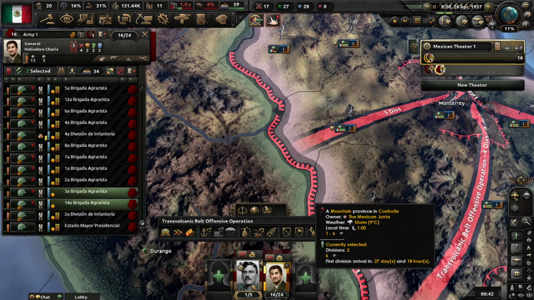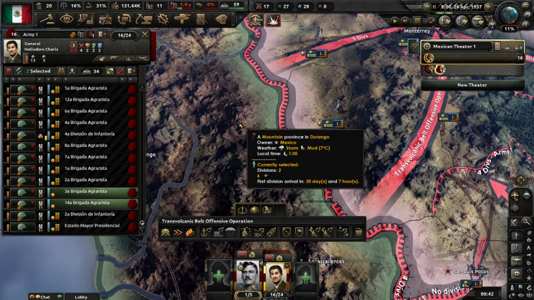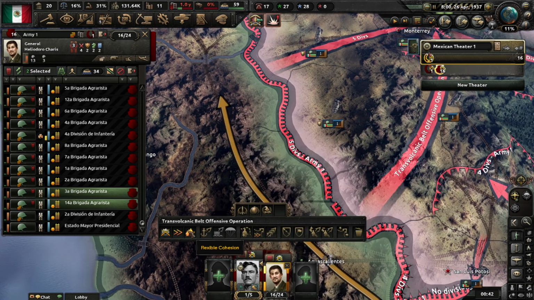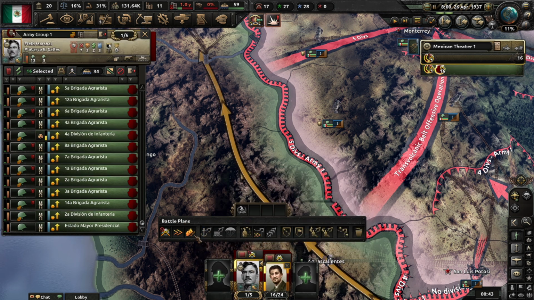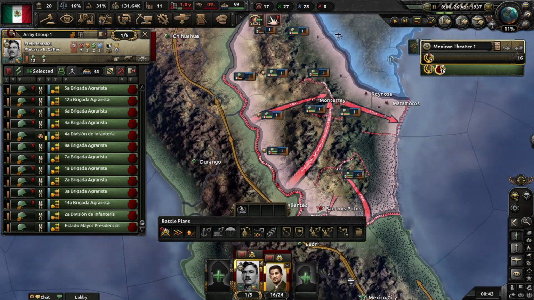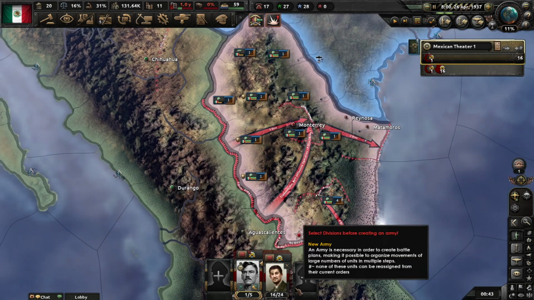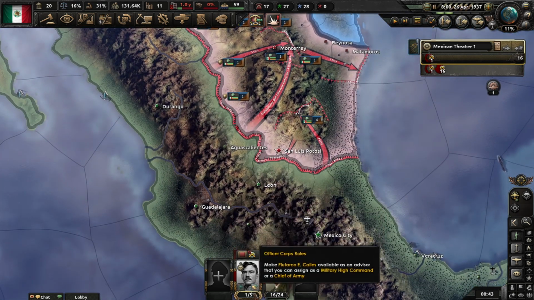Yeah, I'm just kind of sticking people around, and you're going to want rigid cohesion. Flexible cohesion is the worst. It has divisions constantly trying to move across the line wherever they feel like going. There we go.